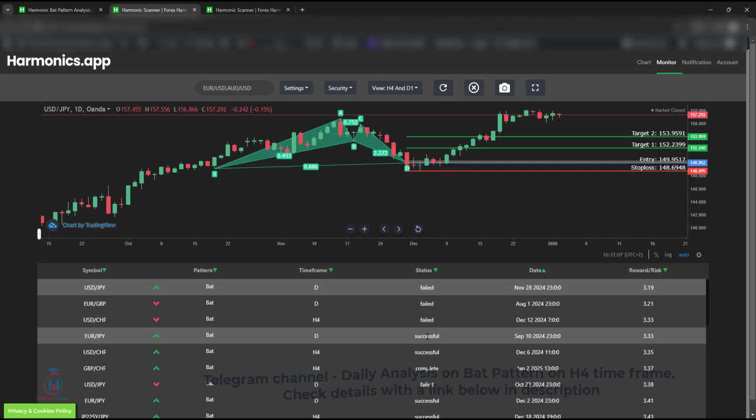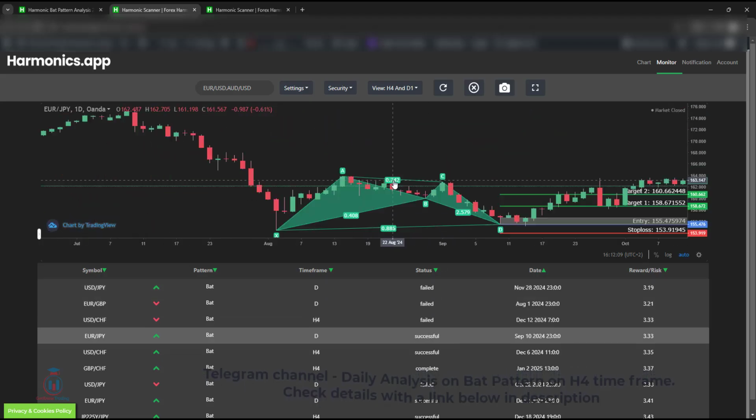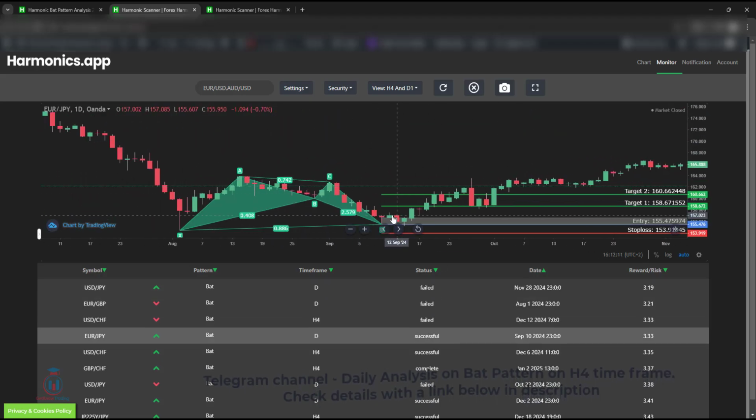For example, if you have a successful one, it means that from the potential reversal zone, which is also a gray area, and the blue line, the entry level, the price has reached the first take profit 2 level instead of going to the stop loss. When it reaches first take profit 2, it is a successful one.